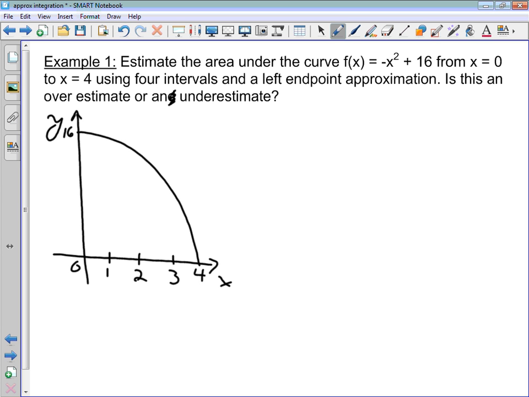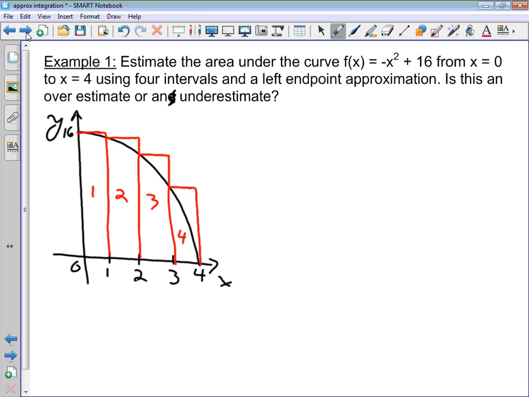We want to use a left endpoint approximation, so we want to draw these so that the left side of each rectangle is right on our curve. Our first rectangle goes from 0 to 1. The left end of it should be right on the curve, so we draw a rectangle like this. Our next one goes from 1 to 2, the left endpoint has to be on the curve. Same thing with our third one, and same thing with our fourth one. Each of these, the left side of the rectangle is right on the curve. 1, 2, 3, 4.